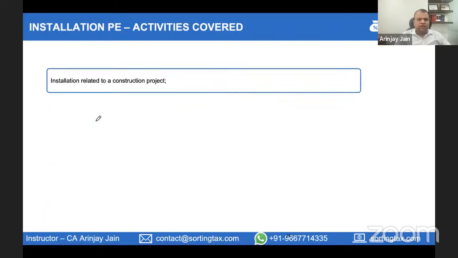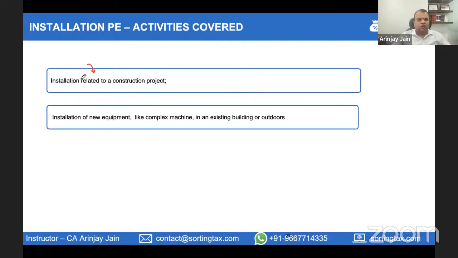Let's look at a few examples of installation. Installation relating to a construction project of plant and machinery maybe, or even installation of a new equipment like a complex machine in an existing building or outdoors can also constitute an installation PE of the non-resident in the source state.